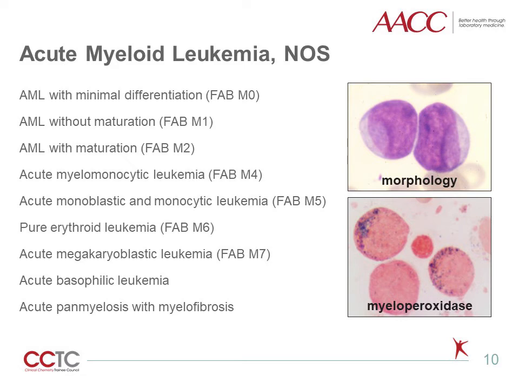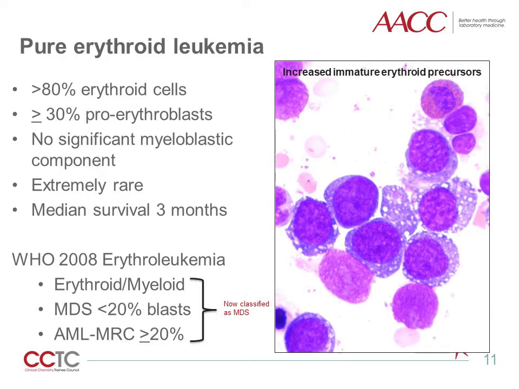Acute basophilic leukemia is very rare, and acute panmyelosis with myelofibrosis presents with an abrupt onset of fever and bone pain. Pure erythroid leukemia is a neoplastic proliferation of immature cells committed exclusively to the erythroid lineage. Diagnosing pure erythroid leukemia requires greater than 80% of bone marrow cells to be erythroid cells, and additionally, greater than or equal to 30% of cells should be pro-erythroblasts. There cannot be a significant myeloblastic component. This is a very rare entity that can occur at any age, including childhood. There are no unique clinical features. Pure erythroid leukemia has a very aggressive clinical course with a median survival of 3 months.